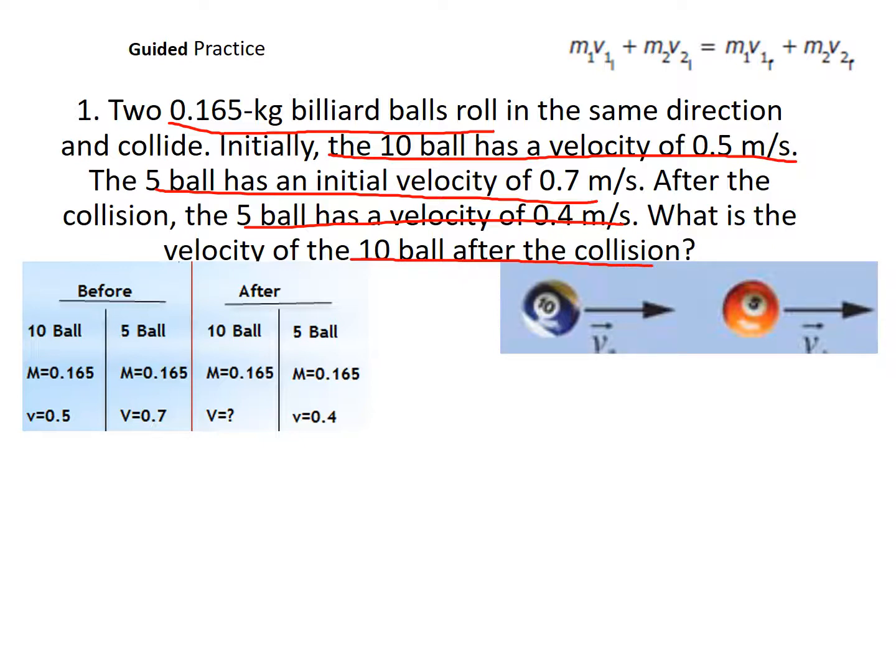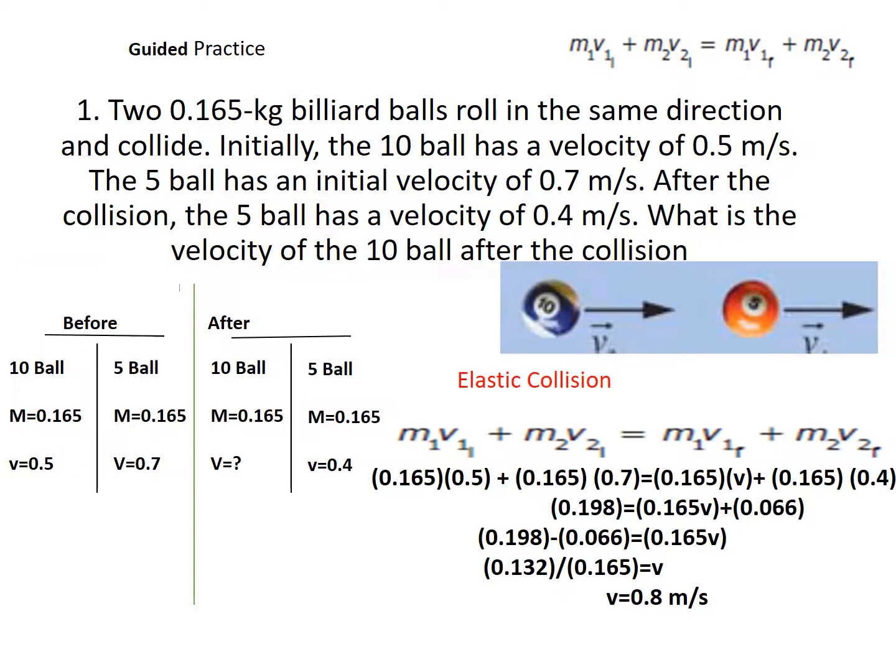So we set up our information before and after. Before, we have the 10 ball. They all have the same mass, so this is the easy part. We're given the velocities before collision, and we're only given the velocity after for the 5 ball. We're trying to figure out the 10 ball. It's good if you do something like this so that we have everything set up together. This is an elastic collision because they do not get stuck together. Once the 10 ball bumps into the 5 ball, the 5 ball still moves, the 10 ball still moves. They're still moving afterwards.